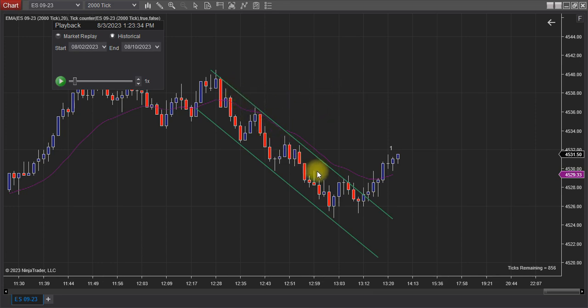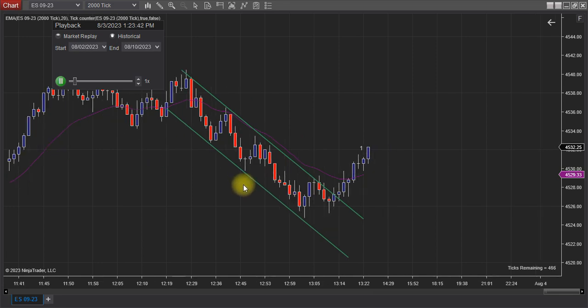But once we've identified a channel and we've identified a break of a channel with at least one bar holding outside the channel line, we can begin to look for shorts again. So let's see what we have here. We have our first entry short here. Now I'm on playback connection here, so I'm going to go ahead and let the market push forward.